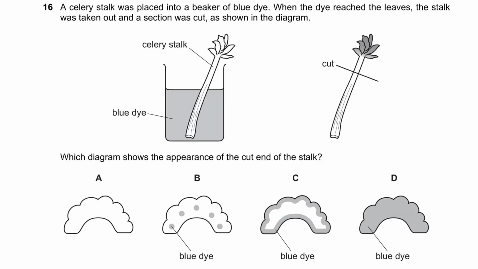Question number 16 says a celery stalk was placed into a beaker of blue dye. When the dye reached the leaves, the stalk was taken out and a section was cut as shown in the diagram. Which diagram shows the appearance of the cut end of the stalk? So the xylem in the stalk is going to absorb the water, which includes the blue dye. So the xylem in the vascular bundle is going to stain.